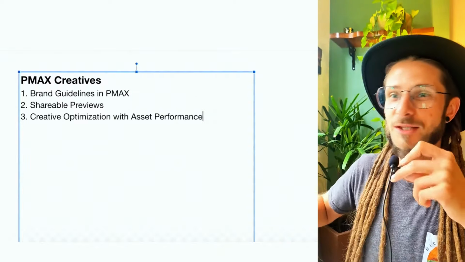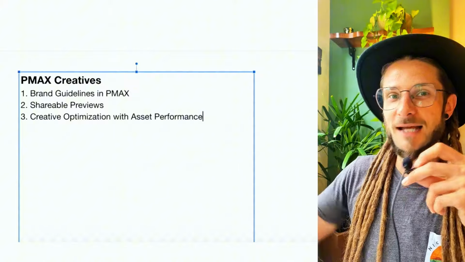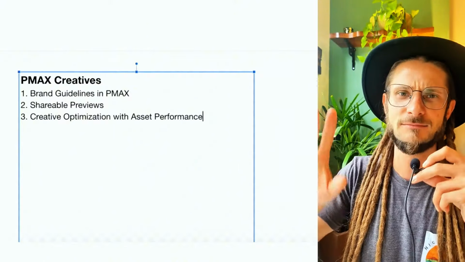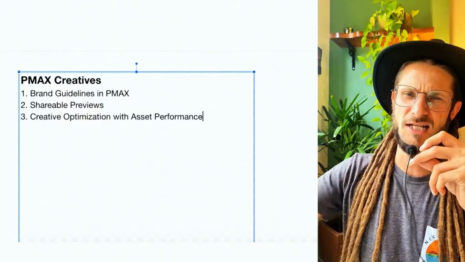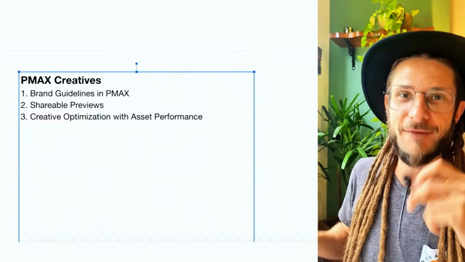But with PMax, you never have that opportunity, okay? Because it's such an AI-driven campaign that it doesn't tell you any of the data. It just says, hey, let us do the work, man. You don't need to see the data. Now they're letting us see the data. Well done, Google. This is groundbreaking for PMax, okay?